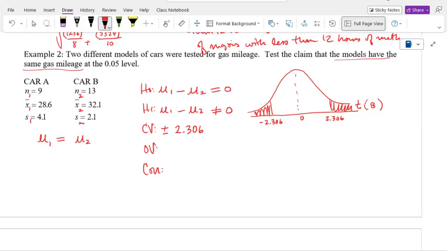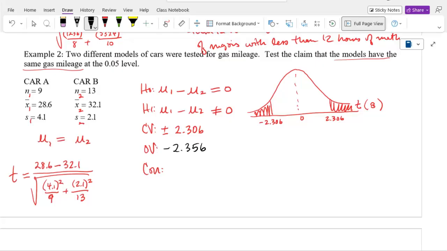For the obtained value, we're going to plug into our formula. t equals 28.6 minus 32.1 over, and again, they gave us standard deviation, so I'll square them myself. And put that into the calculator, and again, pause the video if you need to. You should get 2.356. That is why it's so important to keep 3 decimal places.